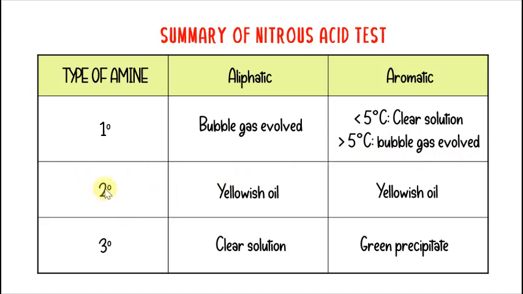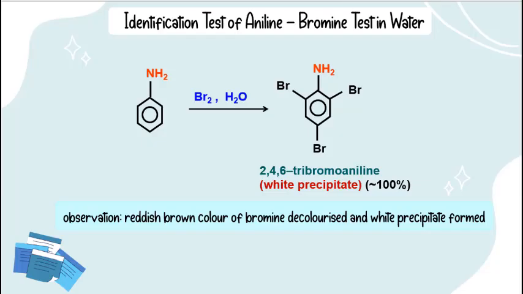Alright, for the secondary amines, okay, for both aliphatic and aromatic, the observations are the same, a yellowish oil forms. But for the tertiary amines, okay, for the aliphatic tertiary, a clear solution forms, but for aromatic, a green precipitate forms.